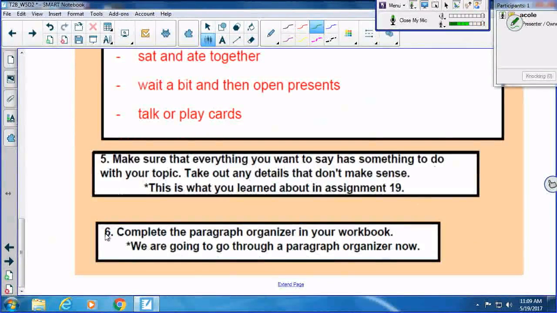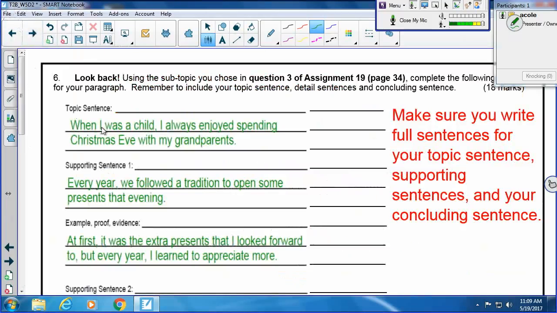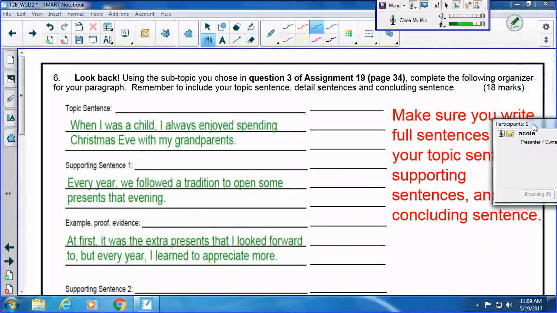And then the last step is to complete the paragraph organizer in your workbook. So let's look at what that looks like now. All right, so these are the instructions that you'll get. It'll say, look back, using the subtopic you chose in question 3 of assignment 19. Complete the following organizer for your paragraph. Remember to include your topic sentence, detail sentences, and concluding sentence.